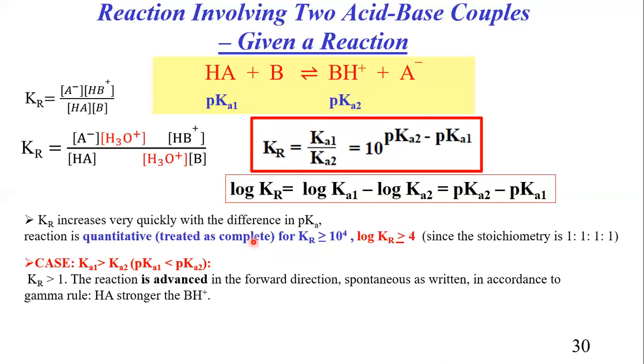In the case where the Kr is greater than 1, in other words, Ka1 is greater than Ka2, that is, the reactant acid is the stronger acid, and the reaction goes according to the gamma rule, then the reaction is actually advanced, and it goes in the forward direction. And indeed, it's spontaneous, and it is in accord with the gamma rule. So once I have Kr, I know a lot of things. I know that the reaction is going to go forward. I know it's according to the gamma rule. I know that it's spontaneous.